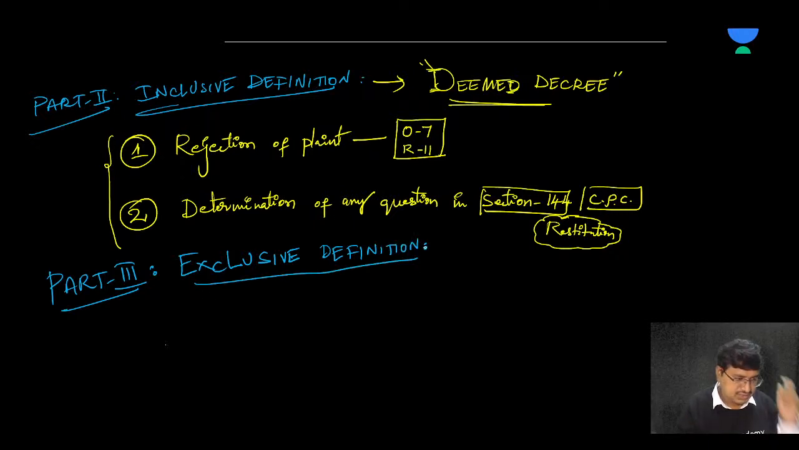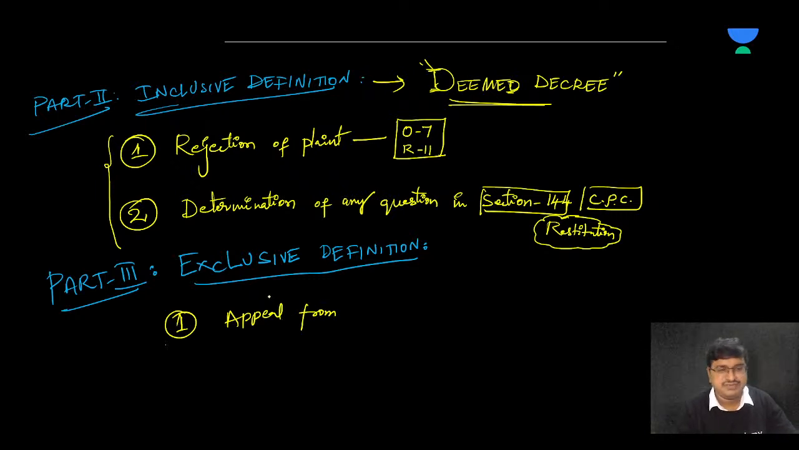Exclusive definition. Friends, here 2 points come under this one. The first one is an appeal from an order. The two items are excluded from the definition of the decree.